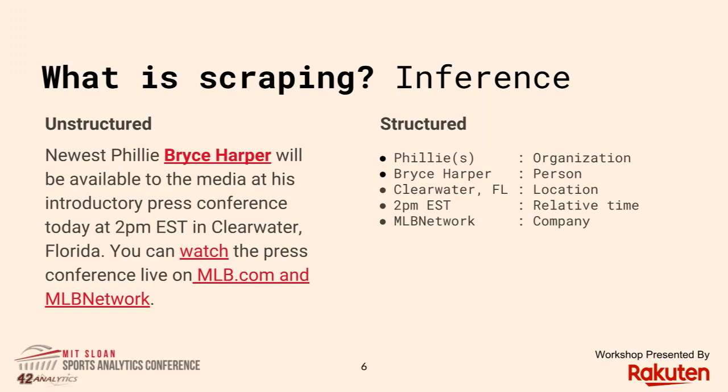Just as kind of a concrete example, here's unstructured text. This is from MLB Trade Rumors. This is just something they posted earlier today. Bryce Harper be available to the press. Now, if you were to scrape this, your ideal output here would be something like you can identify the Phillies as an organization, Bryce Harper as a person, Clearwater, Florida as a location, and so on. The relative time is interesting because that implies you're going to be doing a little bit of extra work looking at context around that information to figure out what am I looking at. It's not exactly scraping, that gets into natural language processing, but in this case you would probably look at that and then look at the blog post as the relative time.